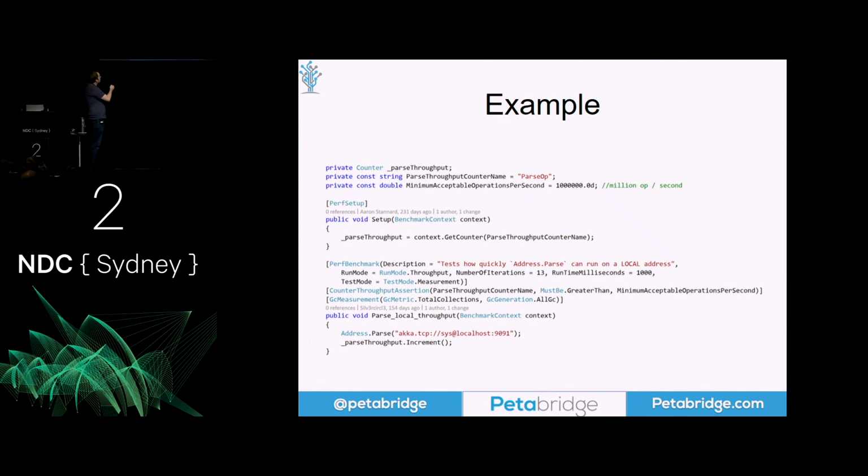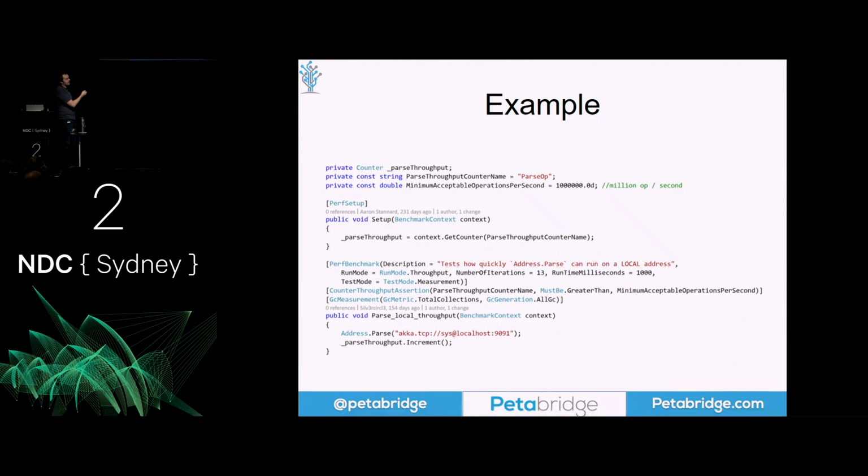So I have this PerfBenchmark attribute. This tells the NBench runner that we have a performance specification here. And I'll walk through what some of these settings mean in a little bit more detail. But then here's the really interesting part right here. We have our throughput assertion and our GC measurement. What our throughput assertion is saying is that for this counter's value, we expect at the end of this benchmark that the actual number of operations per second will be greater than whatever this value was.